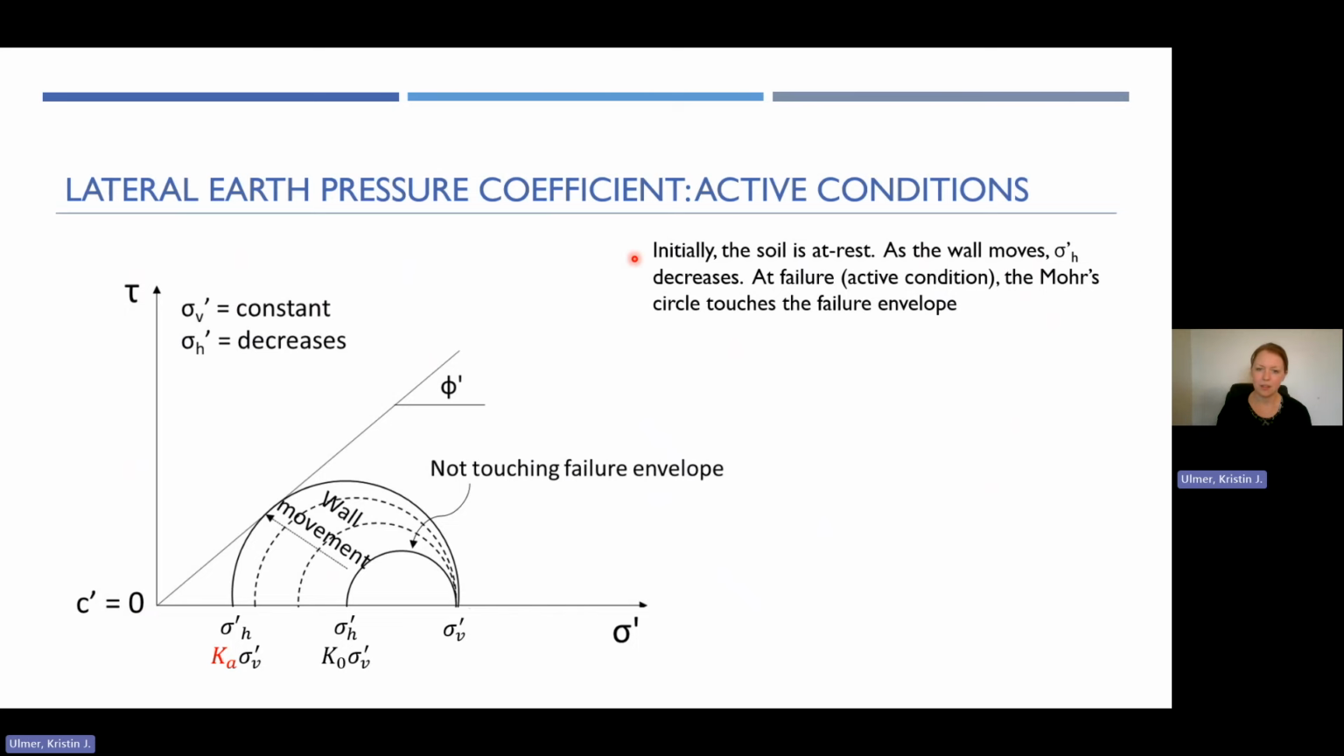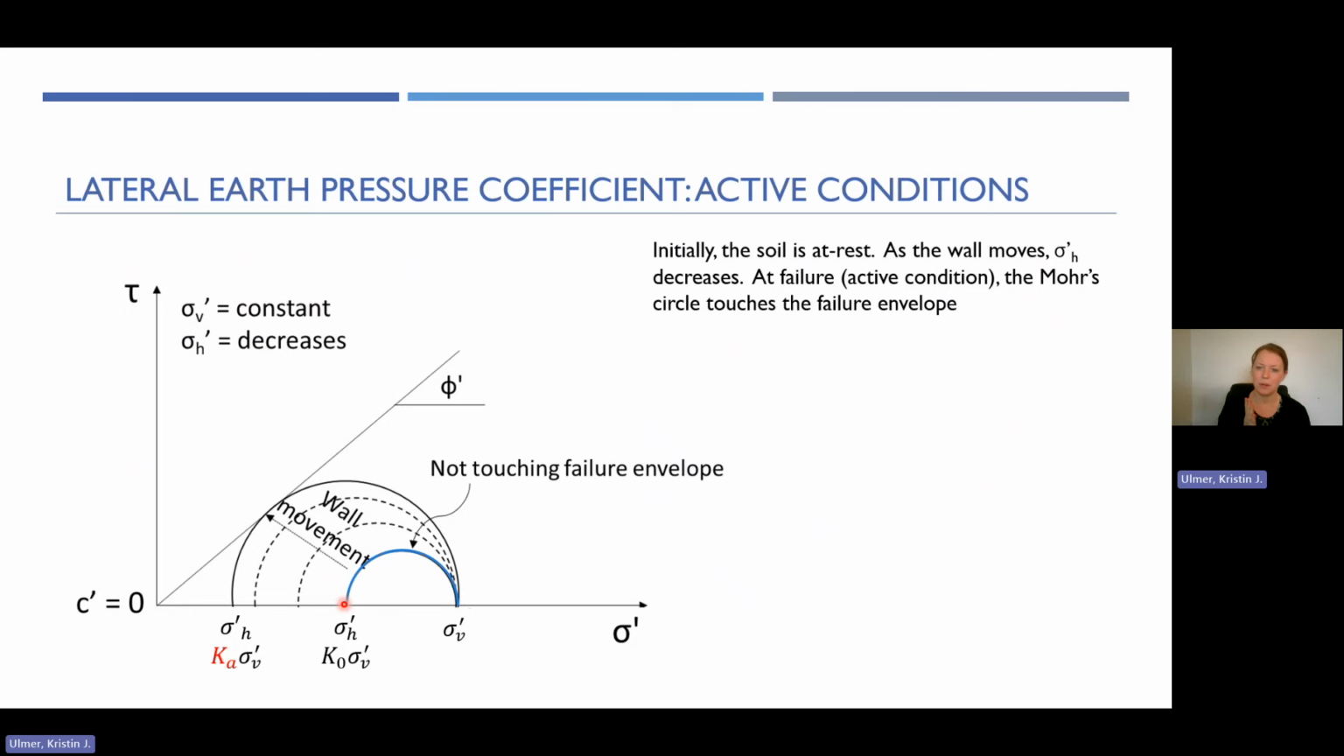So initially, your soil is at rest. I'm highlighting that here, this blue half circle, the upper part of the Mohr circle, where the diameter of the circle is defined by your vertical stress and your horizontal stress, where the horizontal stress at rest is our K naught times your sigma prime V. So this is representing the stress conditions at rest.